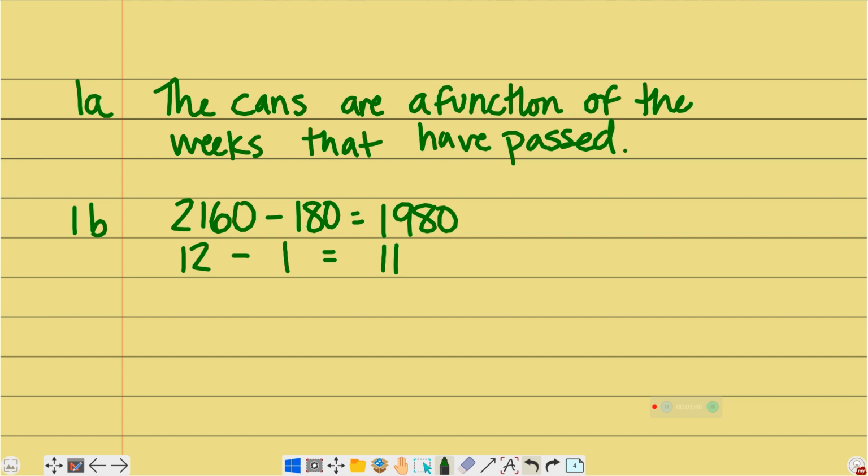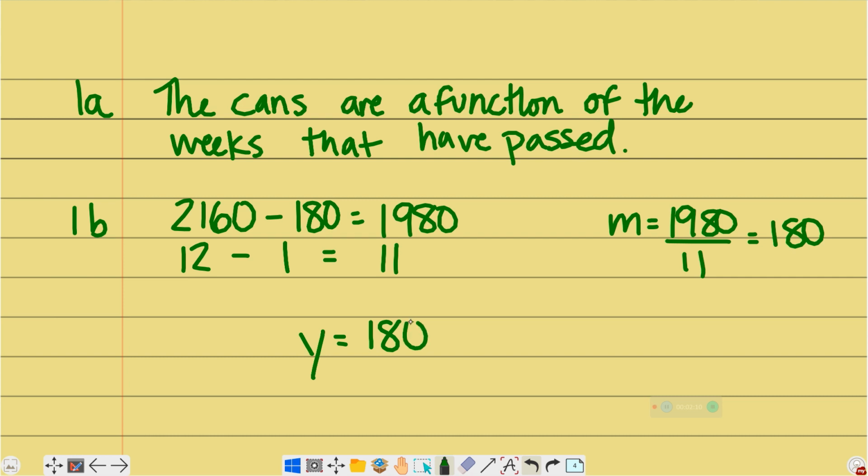So to write our slope, we are going to divide 1980 by 11. And that does come out to 180, but it's always safe to do the difference, because if it's not proportional, you can still get the correct slope. Now we are going to write it in slope-intercept form. So we have y, the number of cans, is equal to 180 times the number of weeks.